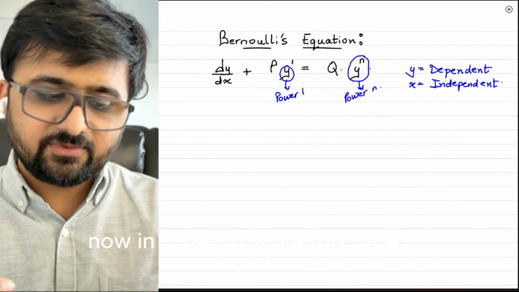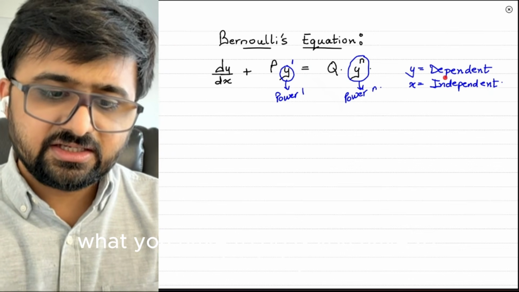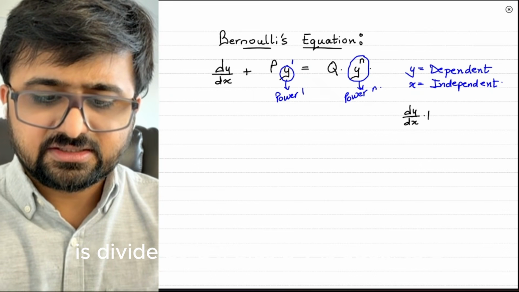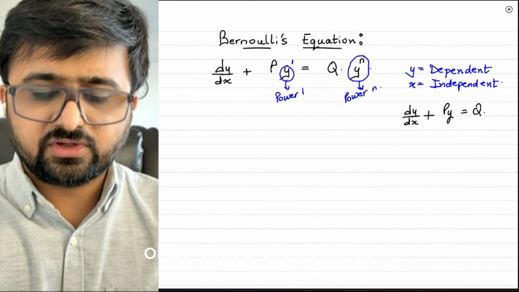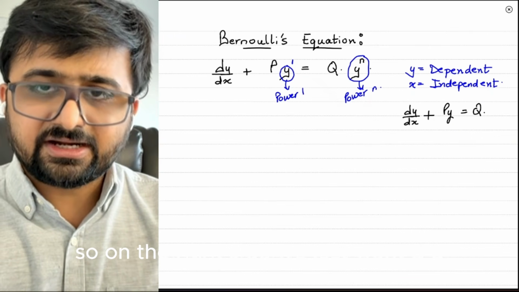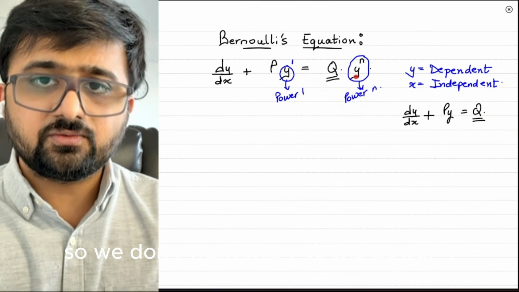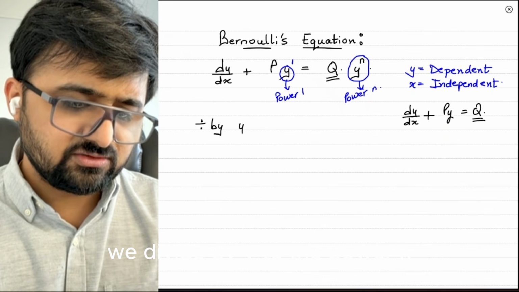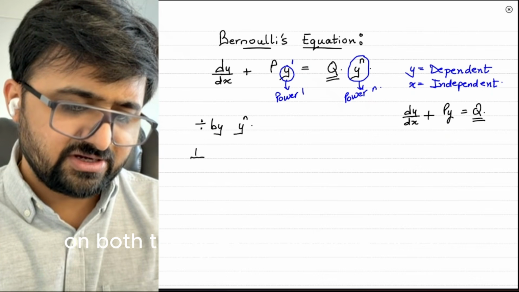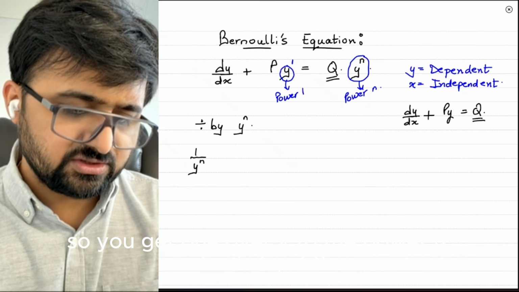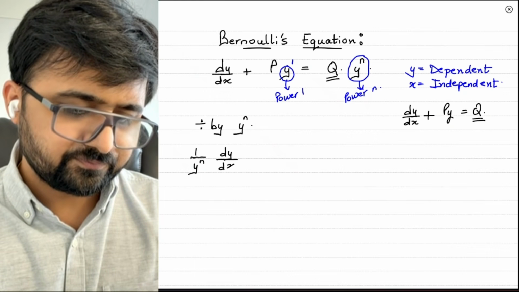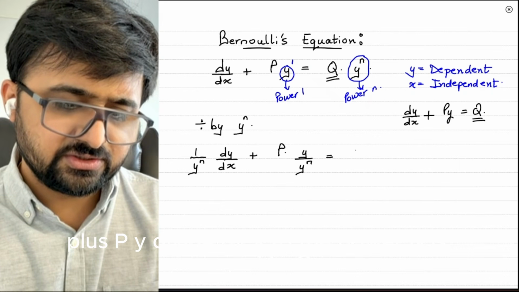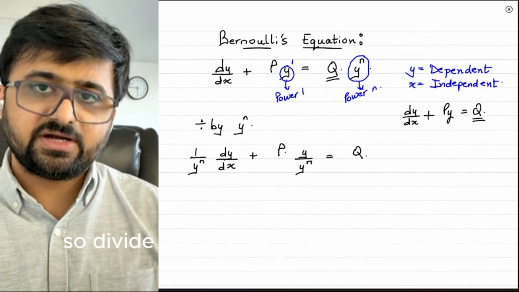Now, in order to solve this type of equation, remember, we'll convert it to linear. The form of linear is dy by dx plus py is equal to q. That's the form of the linear that we want to convert it to. So on the right side, we just want q. We don't want this y to the power n on the right hand side. So what we do is we divide by y to the power n on both the sides. So you get 1 over y to the power n dy by dx plus p y divided by y to the power n is equal to q.